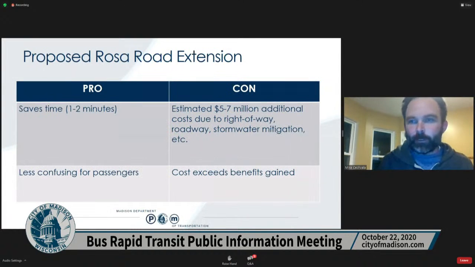So as we have explored this option and looked into the costs and engineering, the general strategy was that it would save time, 1 to 2 minutes over other alternatives, and it would be less confusing for passengers. However, we found that the estimated cost would be $5 to $7 million because of right-of-way acquisition, roadway construction, stormwater mitigation, and other costs. And so we have asked if that cost is worth the benefit of Rose Road, and we feel that those costs are a little bit in excess of what we would gain from it.